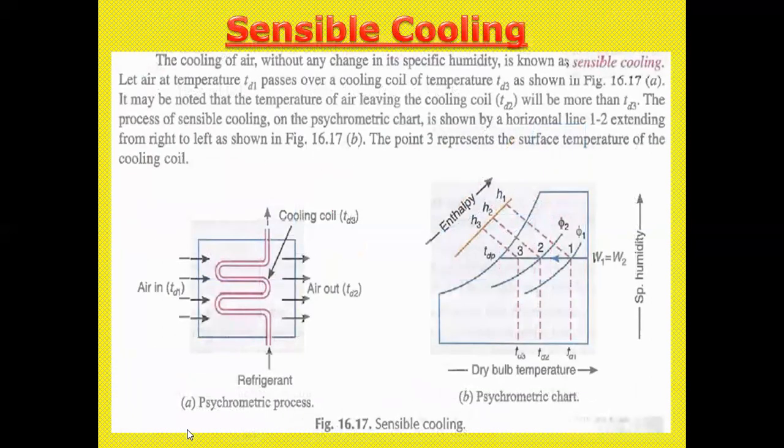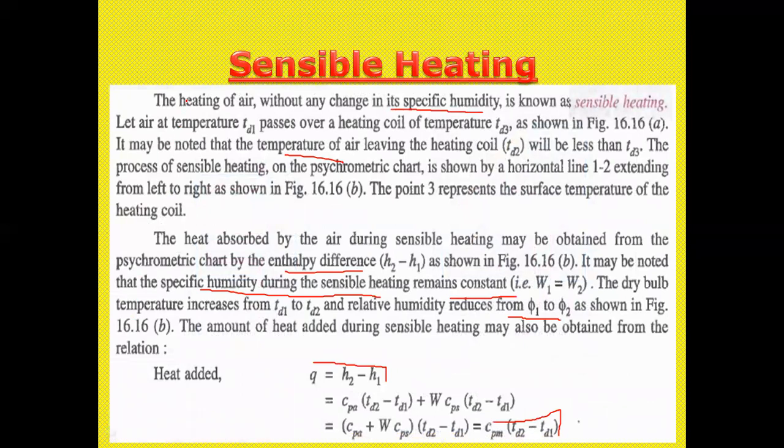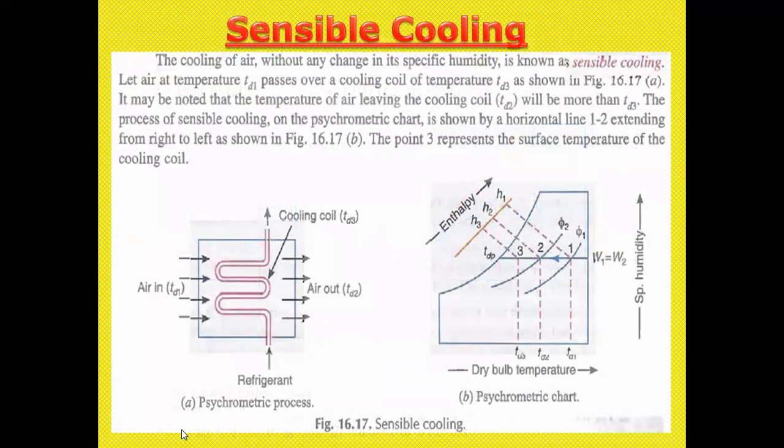Next one. Earlier we covered sensible heating. Now it is sensible cooling. In sensible cooling, the cooling of air is without change in the specific humidity. The heating of air without any change in its specific humidity is sensible heating, and here the cooling of air without changes in its specific humidity is known as sensible cooling.